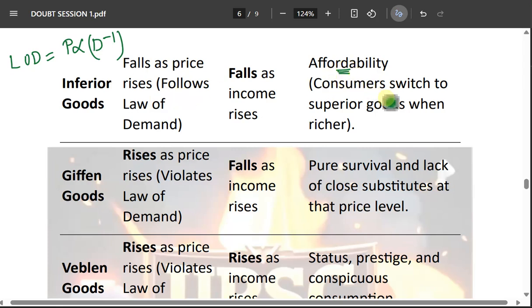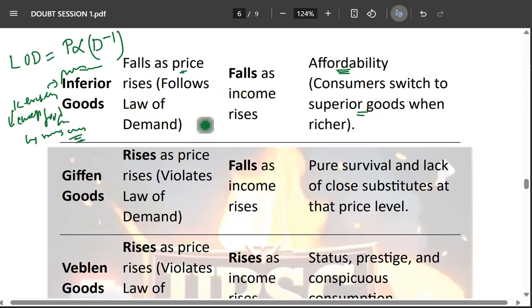Because of affordability, consumers switch to superior goods when richer. For example, see, there is an inferior good like kerosene or other cheap food materials. So if the price falls, will you go beyond and buy more? No, you will just shift to superior goods, like we will shift to petrol, diesel, or to high quality foods. That kind of thing will shift. So inferior goods means where, if the price is increasing, then the demand will fall.